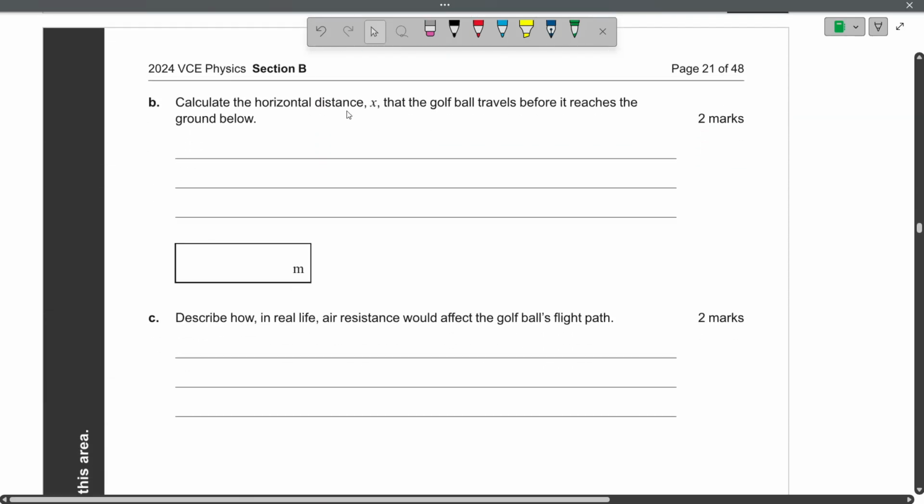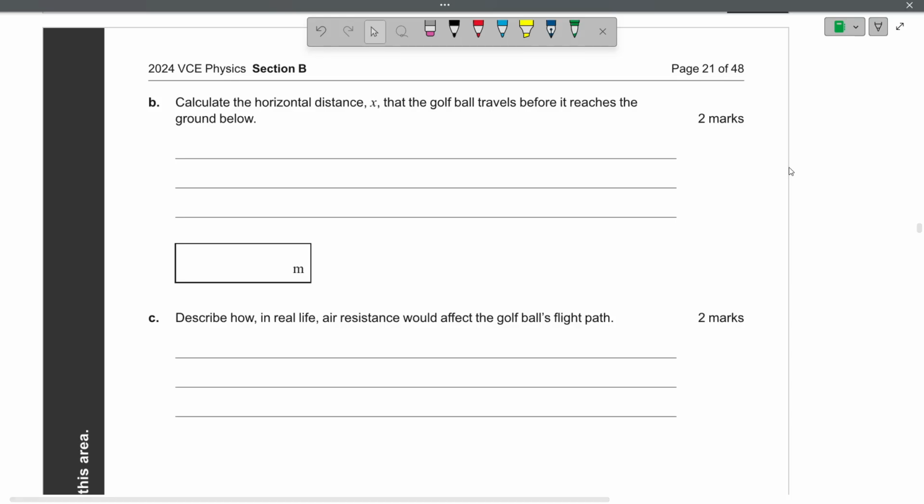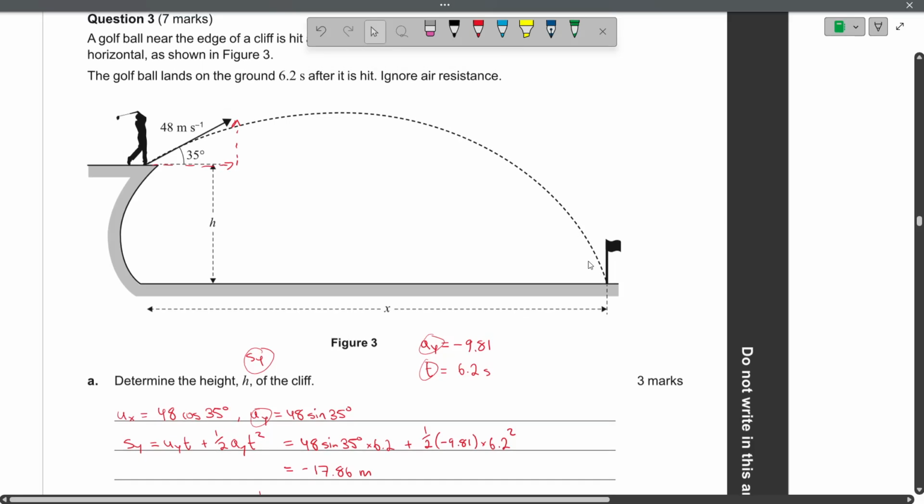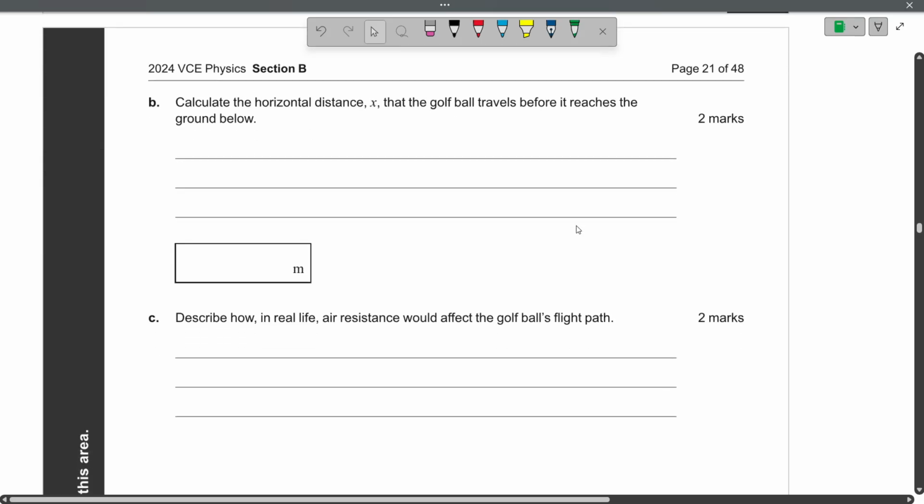Alright, question 3b. Calculate the horizontal distance x that the golf ball travels before it reaches the ground below. Some of you may have an equation on your formula sheet that will give you the range of a projectile, but you might have only the specific equation that governs the situation in which the object lands at the same height from which it is launched. That's not what's going on in this situation. It lands at a different height from where it's launched, so you can't use that particular equation.